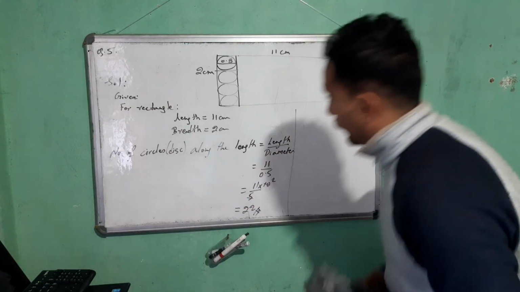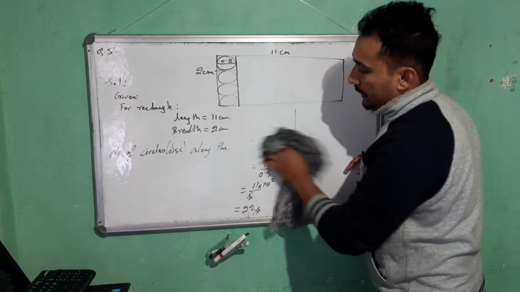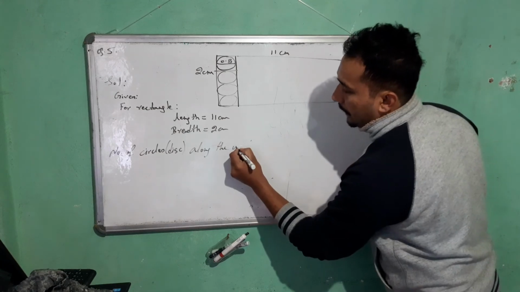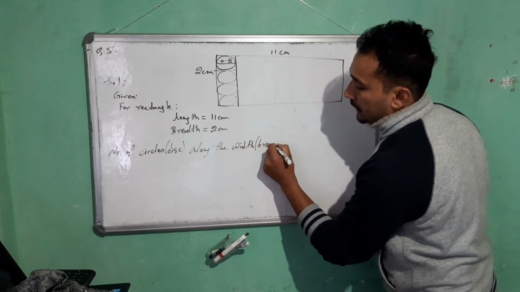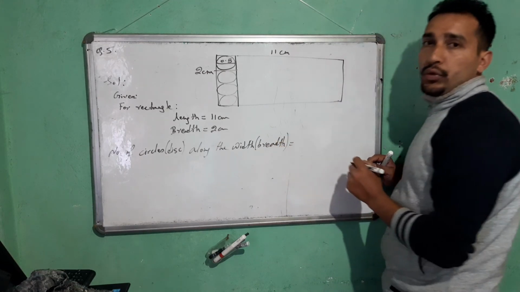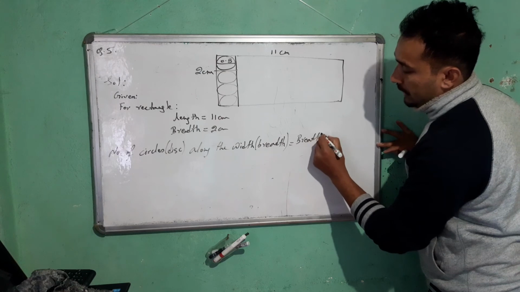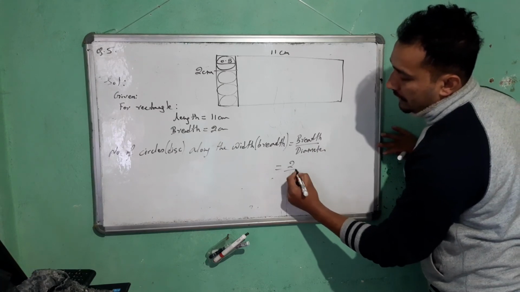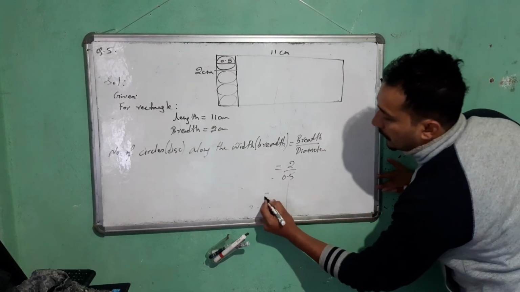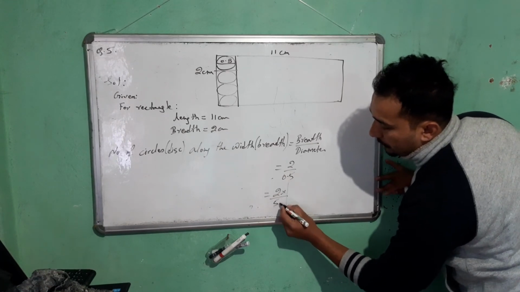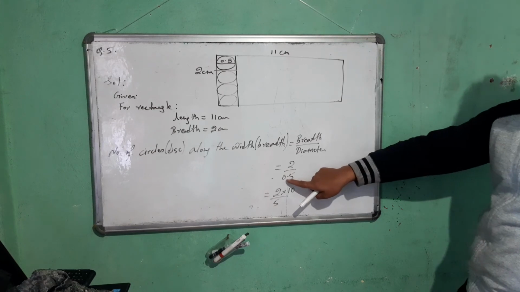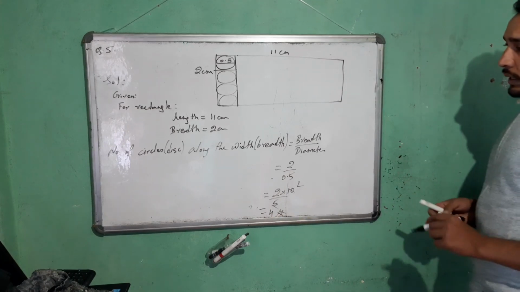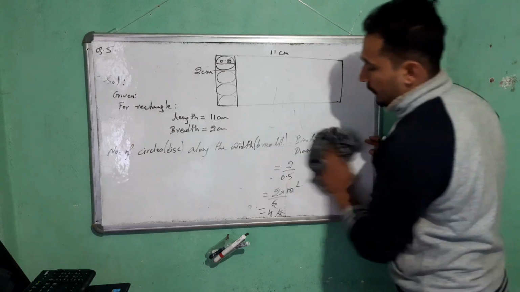Next, number of circular discs along the width, which means breadth. Breadth divided by diameter. Breadth is 2, diameter is 0.5. So 2 divided by 5, and if you remove the point from denominator, 10 goes up because this decimal is in the tenth place. 5 2s are 10, so 2 2s are 4.